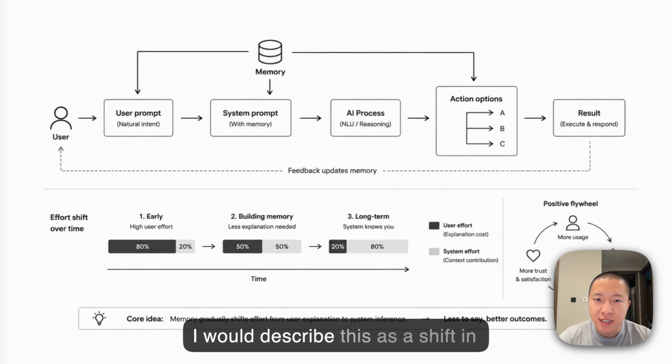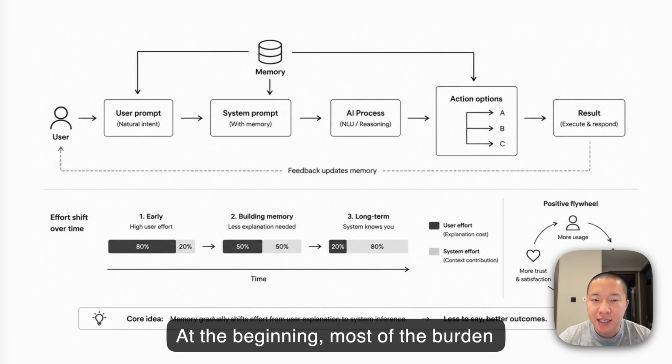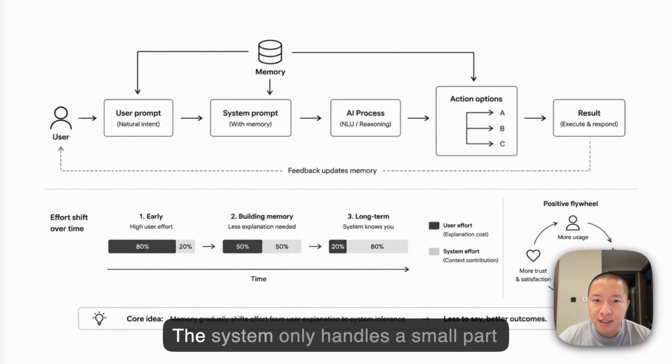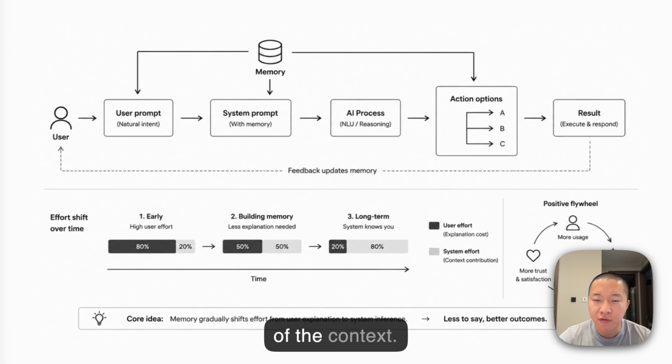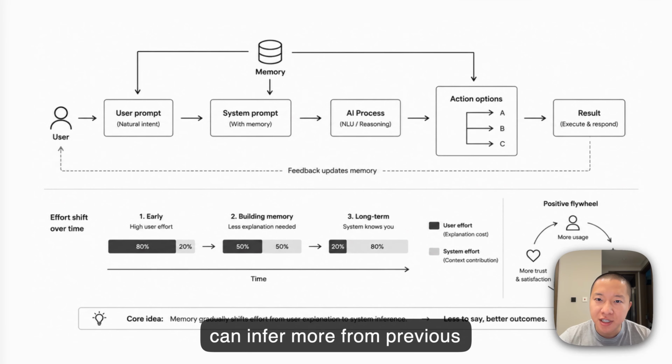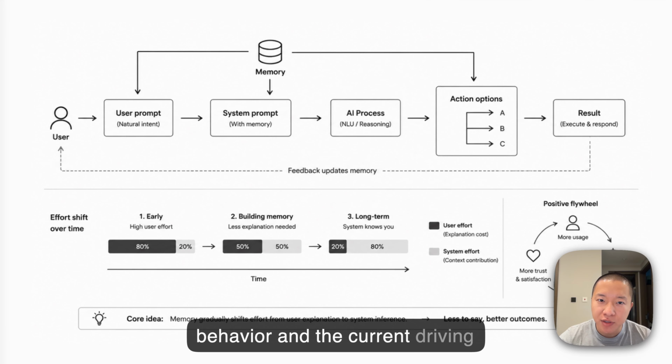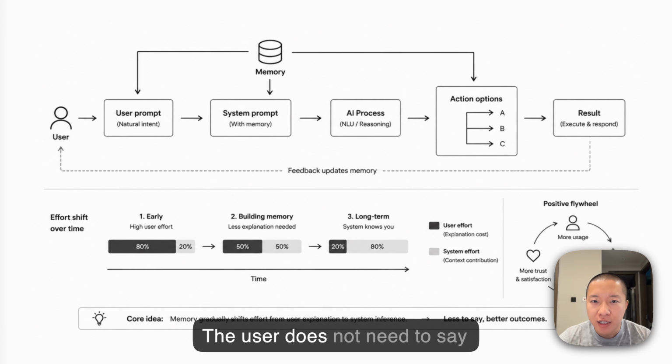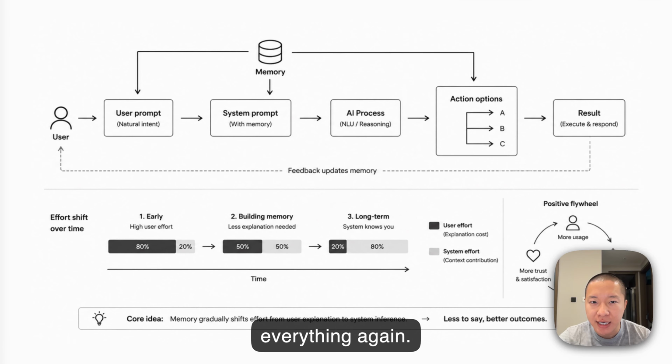I would describe this as a shift in effort. At the beginning, most of the burden is on the user. The user has to explain clearly. The system only handles a small part of the context. But as memory builds, the system can infer more from previous behavior and the current driving situation. The user does not need to say everything again.